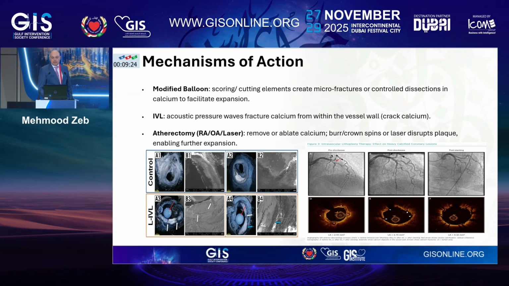The mechanism of action for the modified balloon is microfractures and controlled dissections, and IVL delivers acoustic pressure and creates fractures in the calcified part of the coronary artery. Atherectomy does debulking, ablates the calcium, and disrupts the plaque.